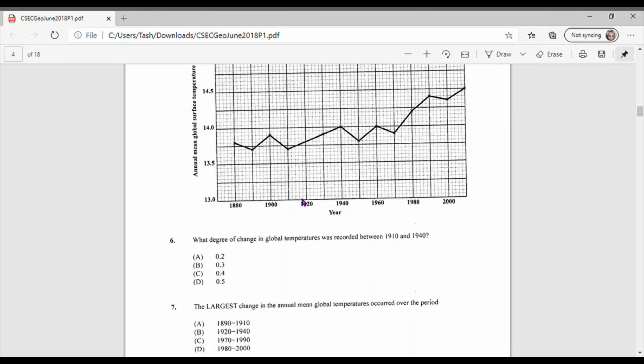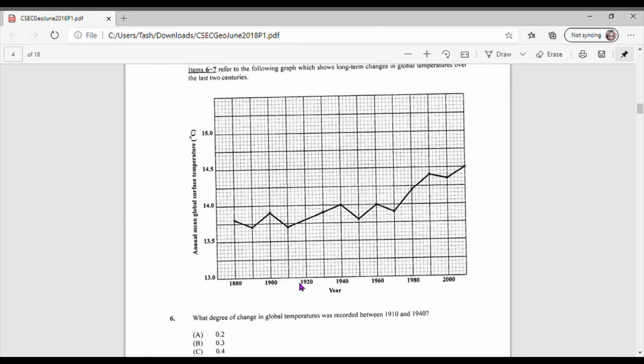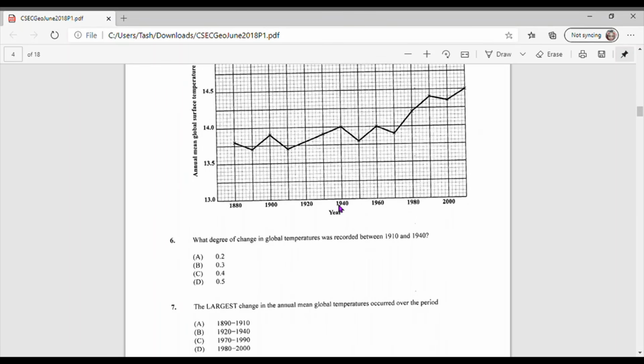So we're looking for the change. So this section shows the annual surface temperature. At 1910, the surface temperature is 13.7, and it goes up to 14. So the change between 14 and 13.7 is 0.3. So we are going to be looking at our responses. For number 6, the answer is letter B.